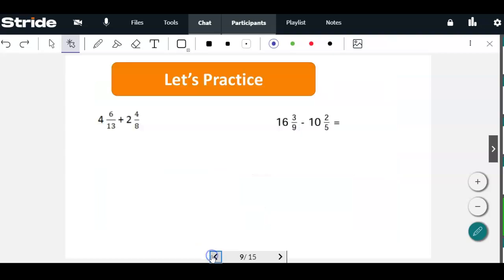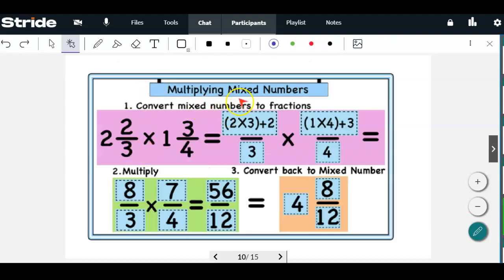Oh, let me put this back up. You can pause this and work on this if you want to. You might want to just practice using the calculator. All right, so here, multiplying mixed numbers, you're going to convert these to improper fractions.